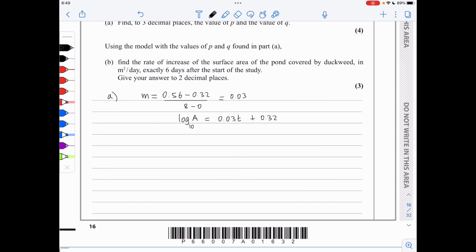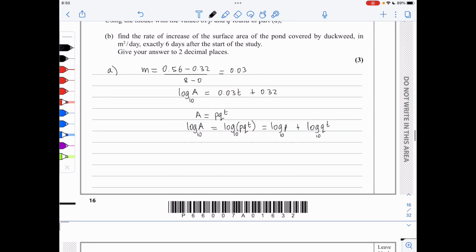On the other hand, we've got that the model is of the form a is pq to the t. So if I take logs of both sides, I get log of pq to the t base 10, which can be written as log of p base 10 plus log of q to the t base 10. And therefore, log of a base 10 is equal to log of p base 10 plus t log q base 10. And I can now compare coefficients. The 0.03 is what appears in front of t, and the 0.32 is what is the constant here.